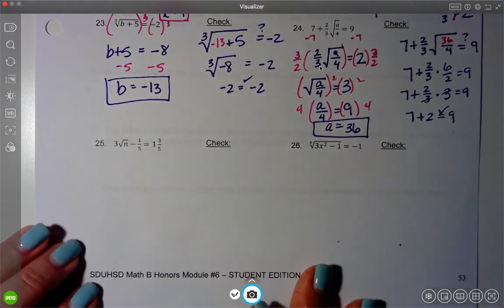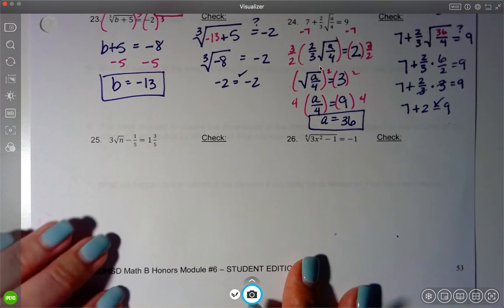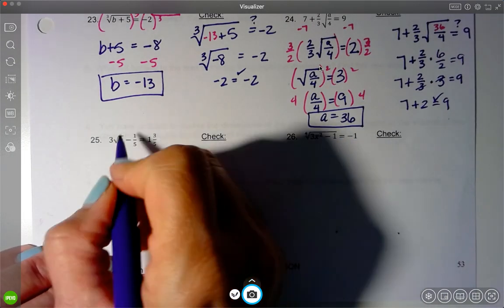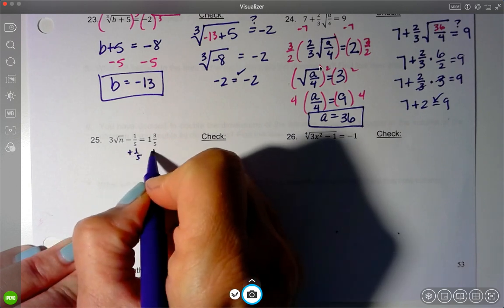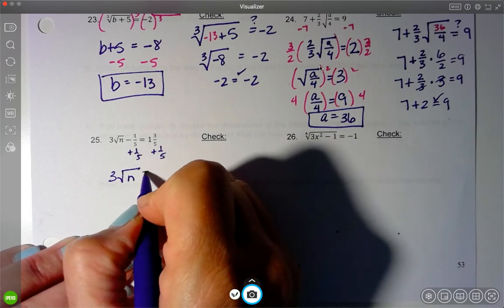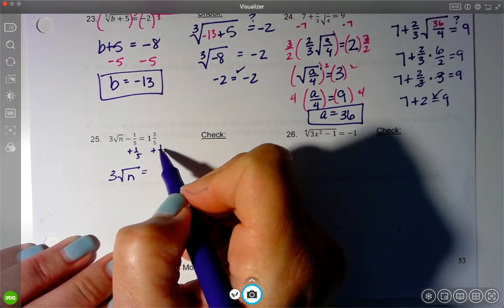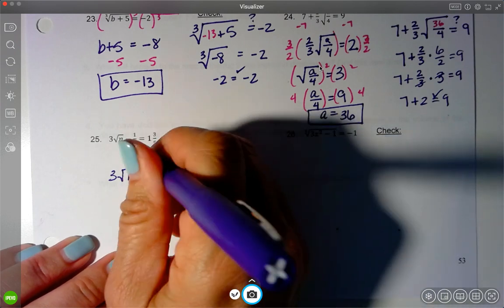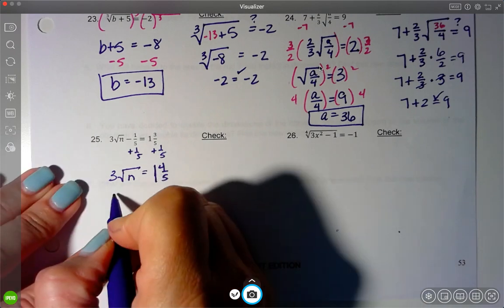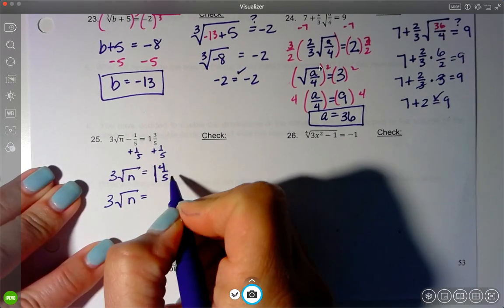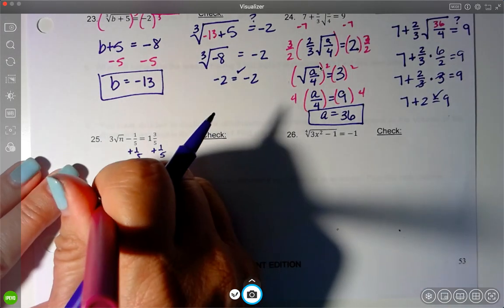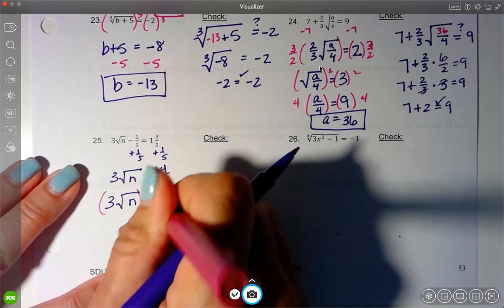All right. For this one, it's pretty easy to add 1/5 to both sides. So I'll start that way. So I have 3 root n equals 1 3/5 plus 1/5, which is 1 4/5. Okay, and then I'm just going to change this to an improper fraction. So 5 times 1 is 5, plus 4 is 9. And then go ahead and divide by 3. Or, in essence, really what I'm doing is multiplying by 1/3.